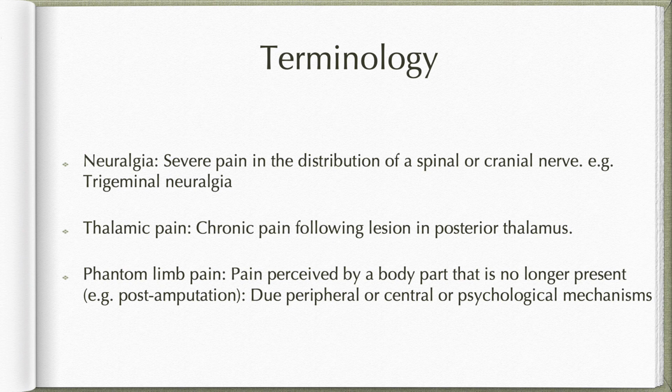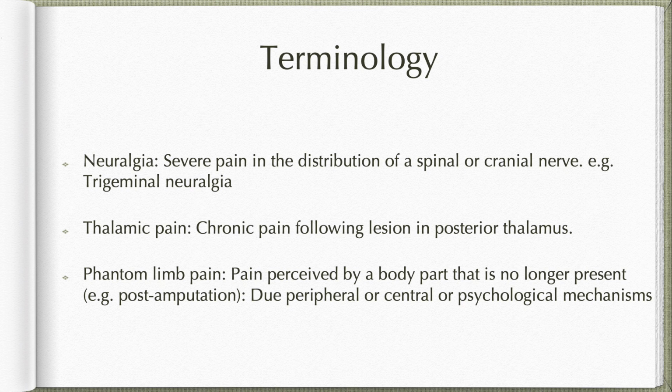And phantom limb pain is a pain perceived by a body part that is no longer present. Like in case of post-amputation, although a person has lost a part of his limb, he can still perceive pain from that part of the limb. This could be because of, at the level of stump, the nerve fibers which are cut, they form the neuroma and there will be hyperactivity in the neuroma.